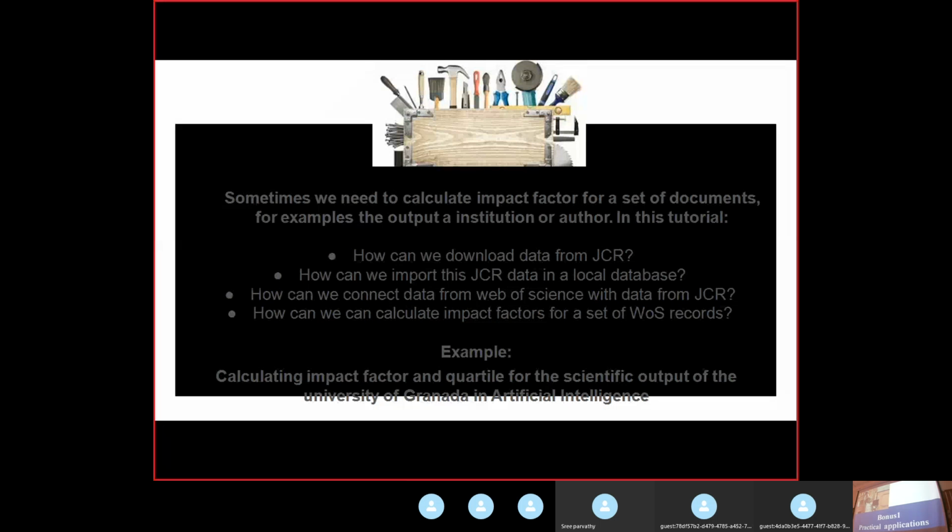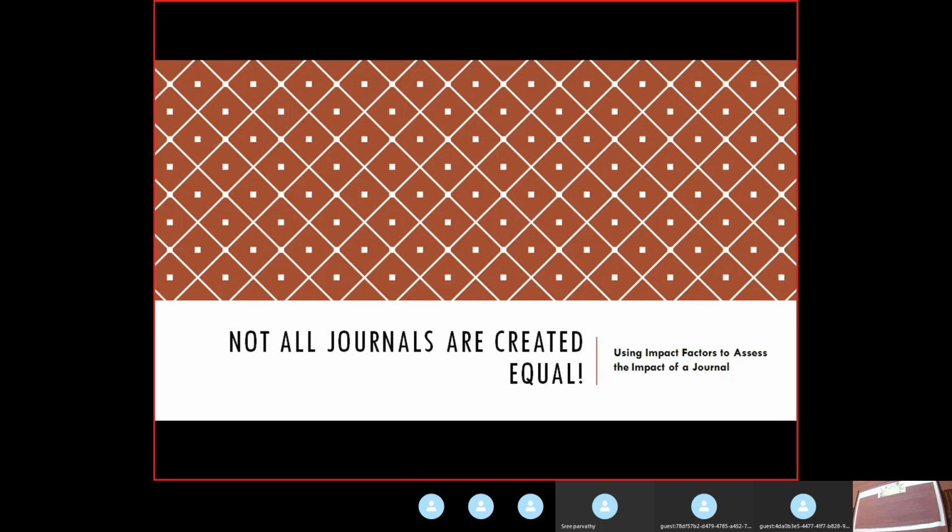Sometimes we need to calculate impact factor for a set of documents. Then sometimes you may fail in getting the full number of citations for that journal. Also, not all journals are created equal. That is a fact. Different journals have different reputations. Impact factor is just to assess that.